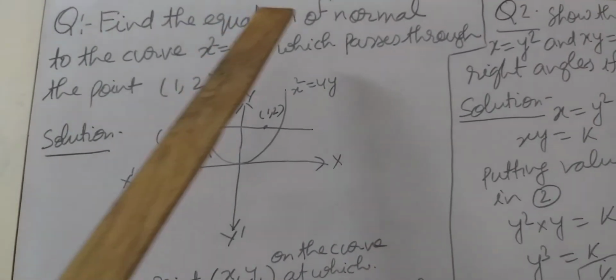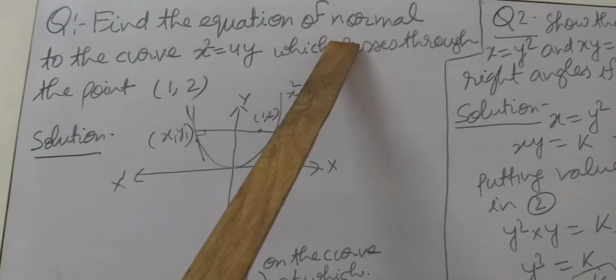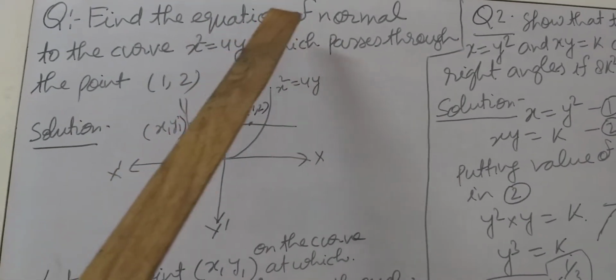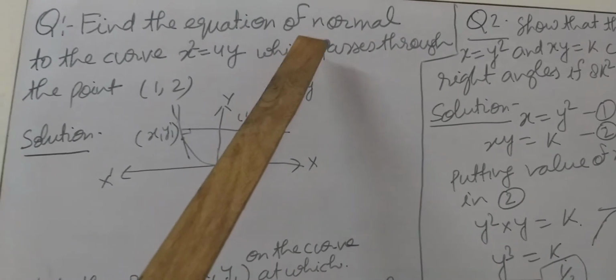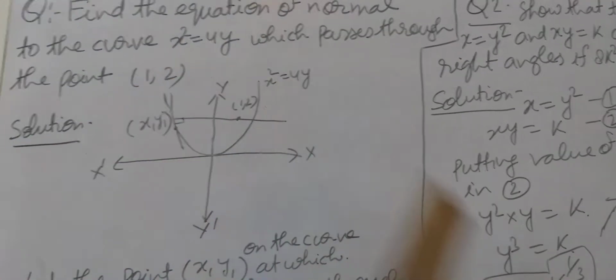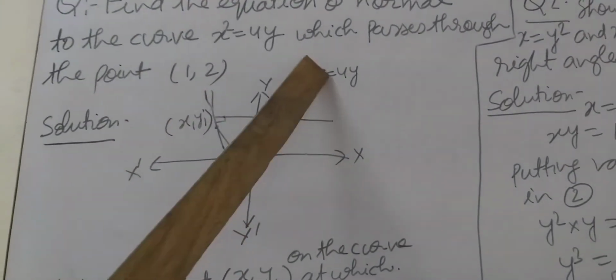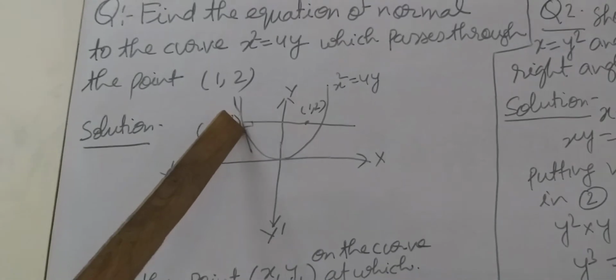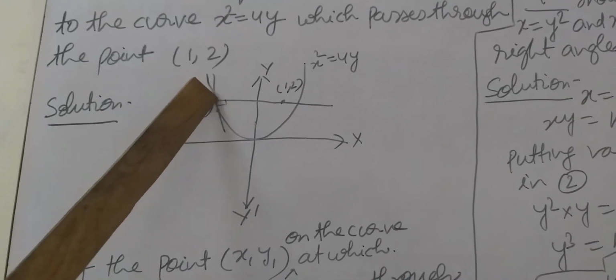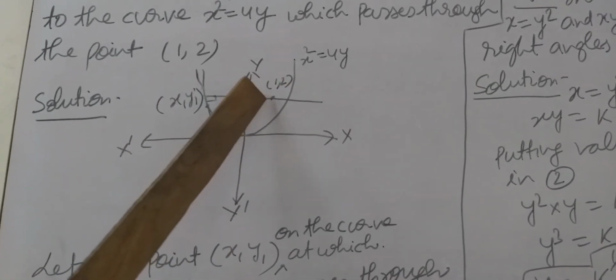We have to find the equation of normal, student. Curve equation is given to us, and it is also given that normal passes through (1, 2). So student, this is the curve. This is the point. This is tangent, student, and this is normal at this point (x1, y1), and normal is passing through (1, 2).